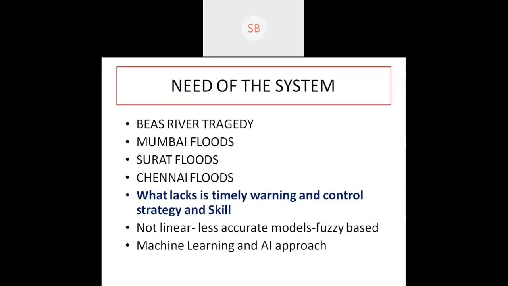Now we'll go to the next slide. Okay. So whatever we have seen in graphical form, here I am just naming it: Beas River tragedy, Mumbai floods, Surat, Chennai. So what we have discussed is put as bullet points here. What lacks is the timely warning and control strategy. When I made a similar presentation sometime back at SVNIT, it was only strategy, and now I am adding skill also. It is not just the strategy, you need to have the skill to handle it, because the tools are available.